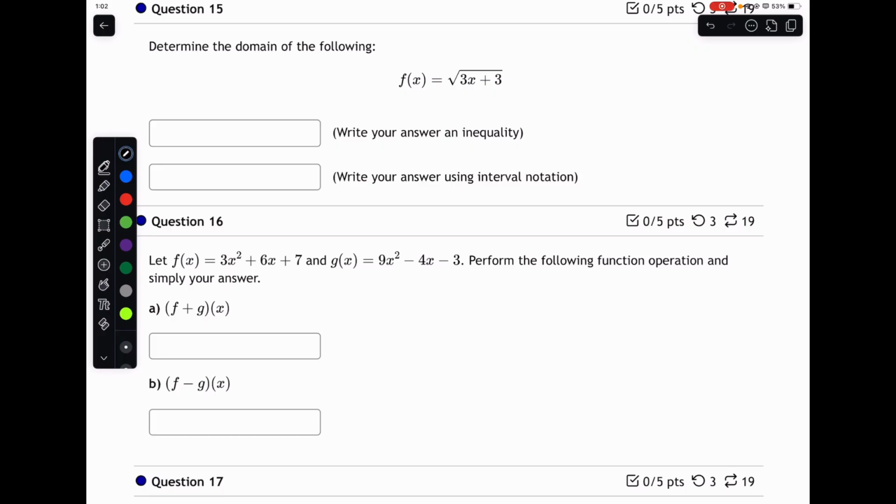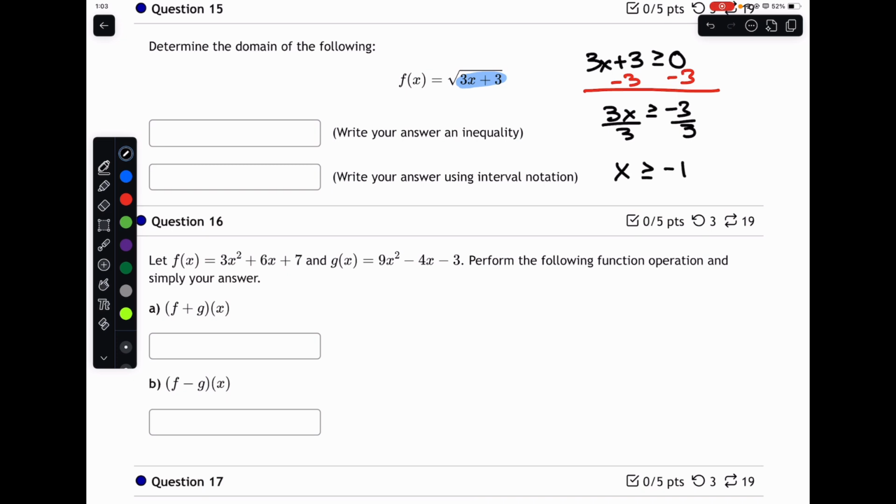Now for question 15, we want to determine the domain of a square root function, not a rational function. To do that, we simply get the radicand, the value inside the square root, 3x plus 3, and set it to be greater than or equal to 0. We're going to solve this by subtracting 3 from both sides. 3x will be greater than or equal to negative 3, and then we're going to divide by positive 3. So we do not have to switch the inequality.